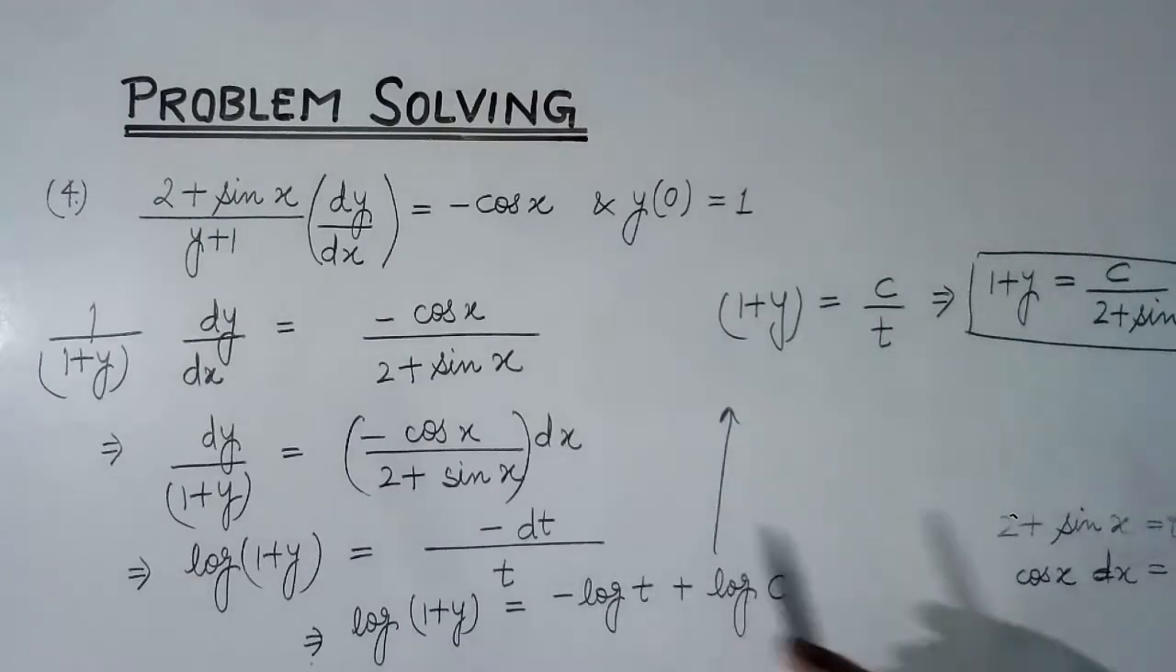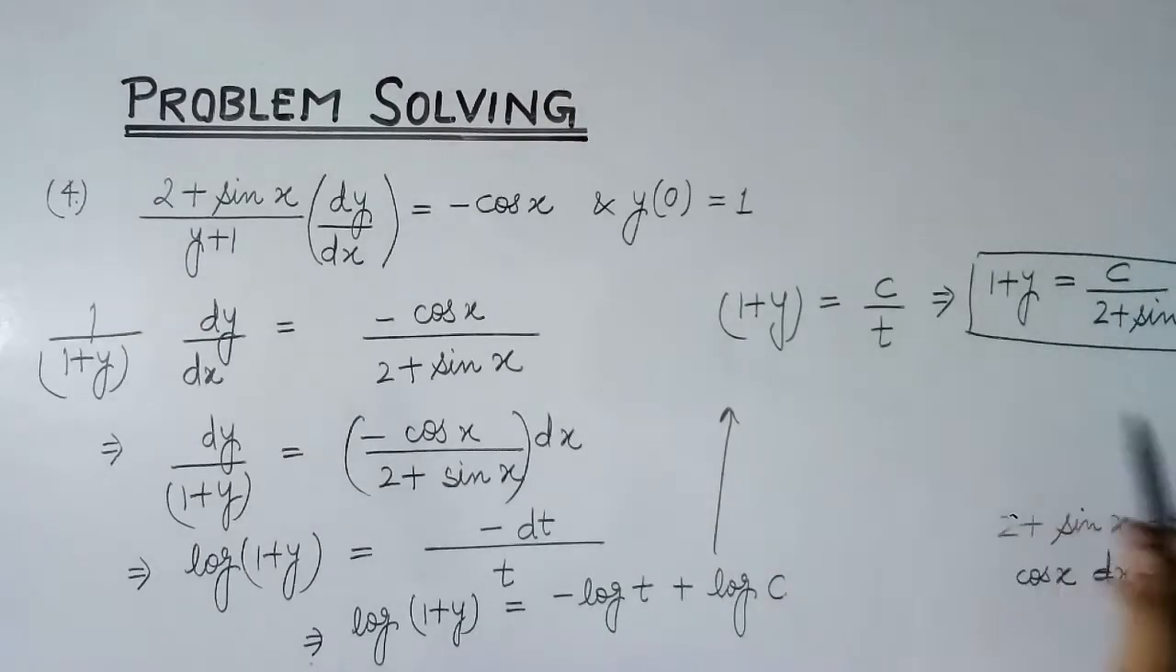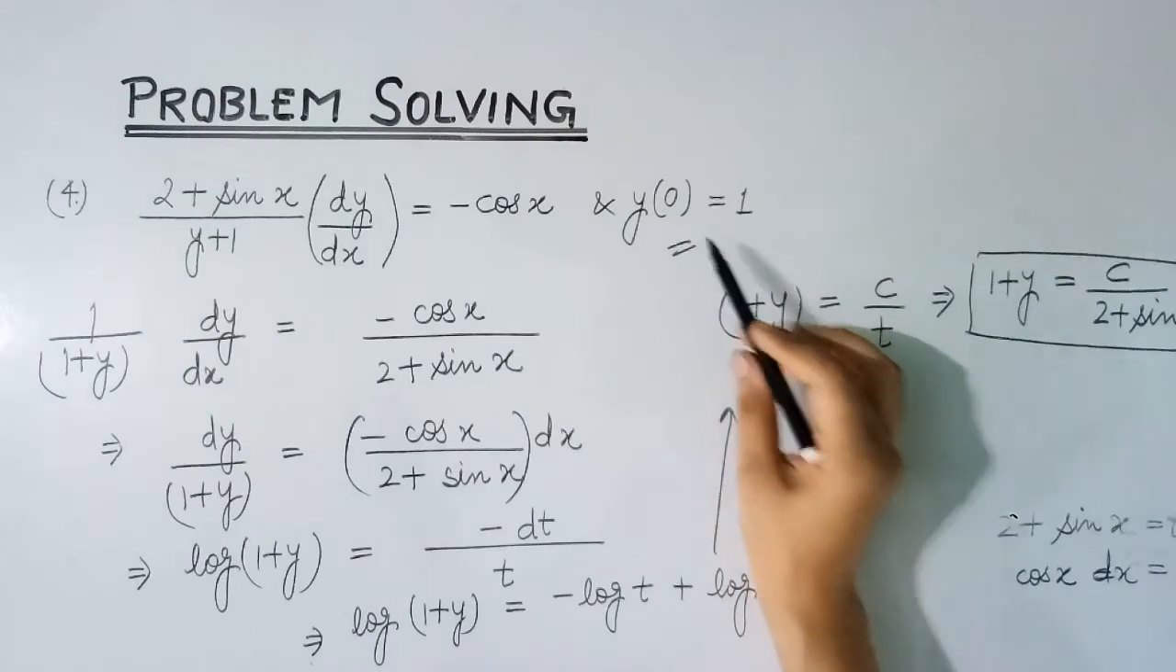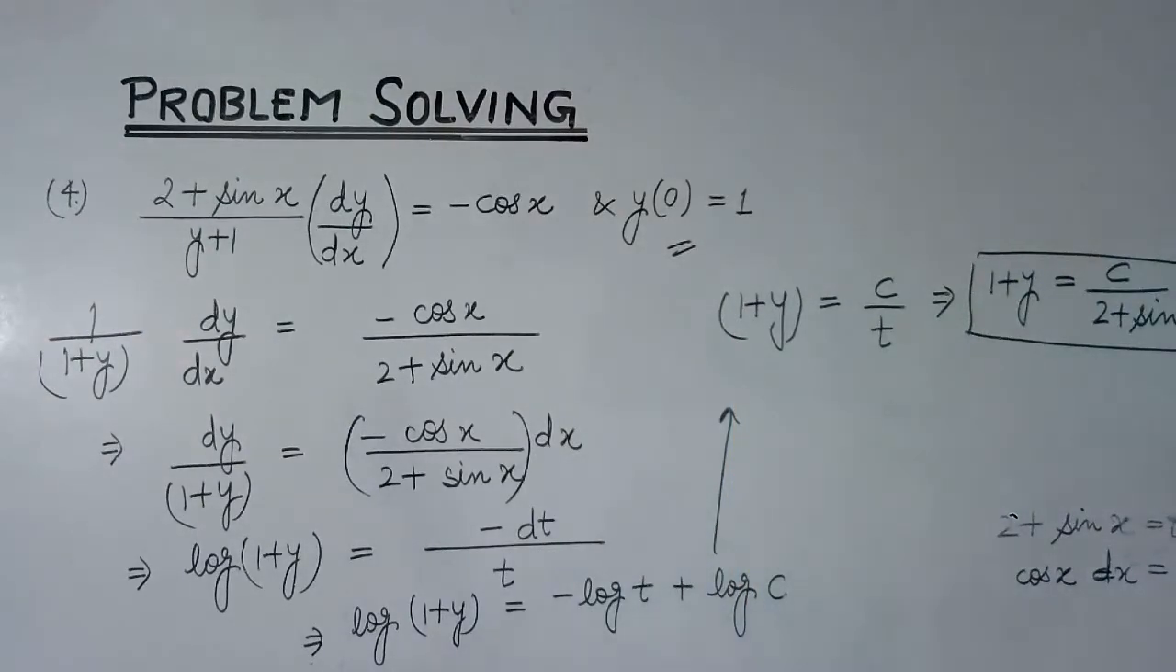Now I'm not going to solve the whole question. You can easily solve it using this equation. First find the value of the constant using this equation and then find the value of y of pi by 2. Okay.